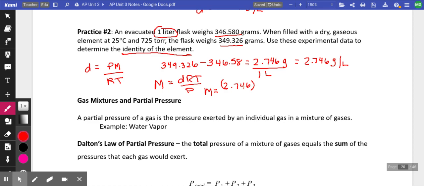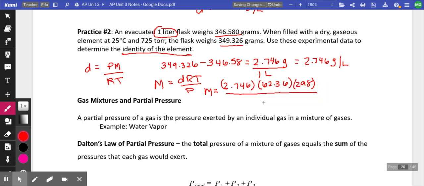Solving for molar mass again. My R here, I'm going to be using that 62.36 again because my pressure is in torr. My T, my temperature, tells me it's 25 degrees Celsius. Again, I need that in Kelvin, so I add 273. That gets me to 298 Kelvin.